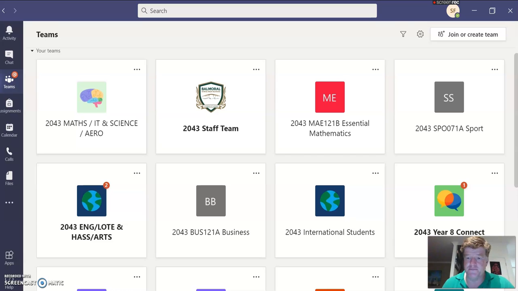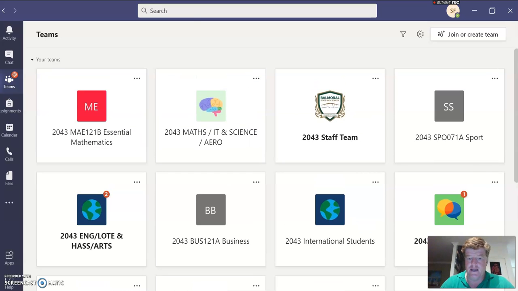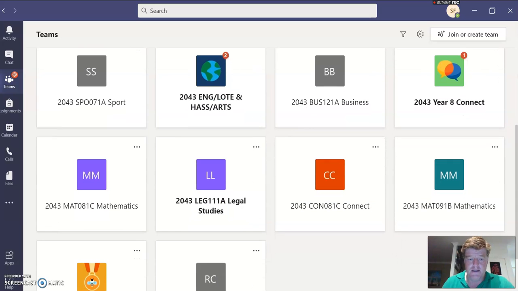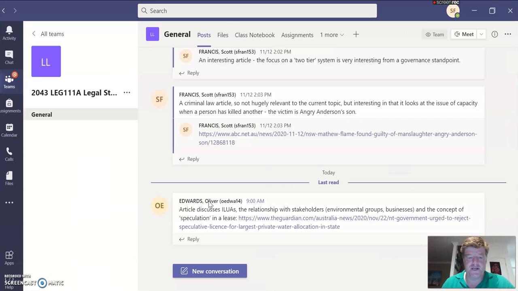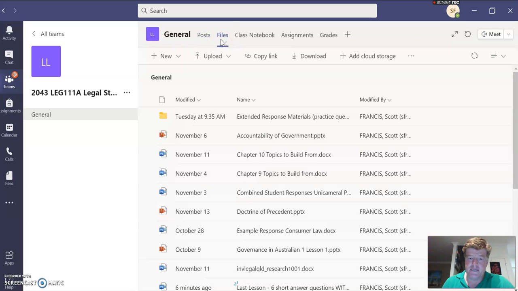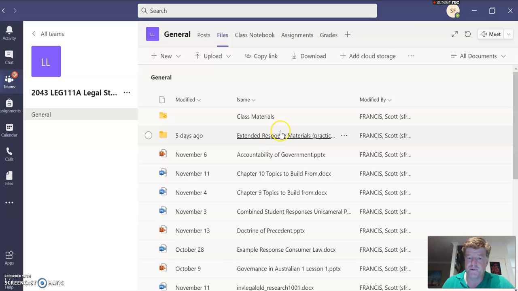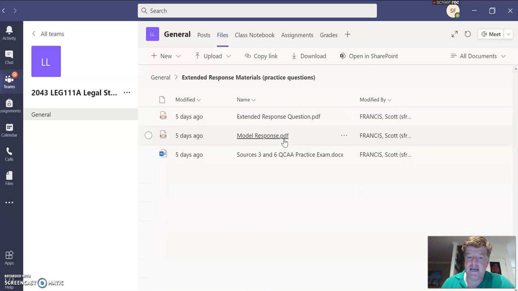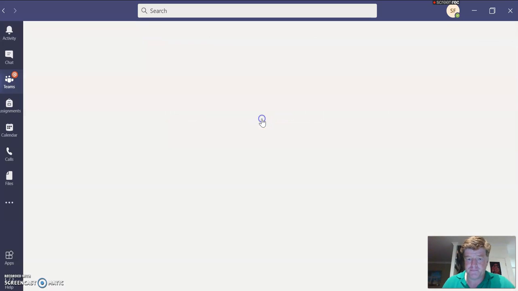I want to go to the teams page if I could, and hopefully I can scroll down here to where I get to legal studies. Just double checking everyone is comfortable where everything is. So we go to files, and all this stuff for the extended response is the extended response materials. Now, this is the same task that you have done already.